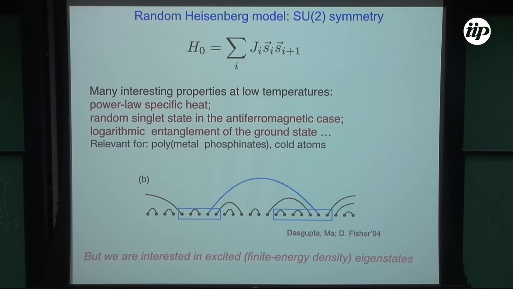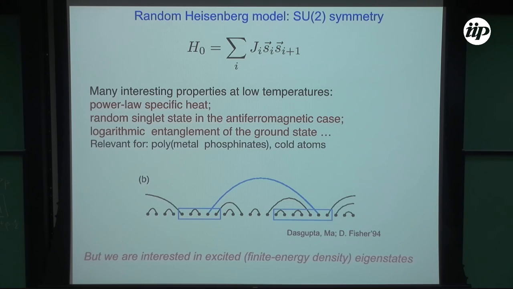Such a model was studied first long ago by Das Gupta, Ma, Fisher, and many other people. In the limit of low temperature, it exhibits many interesting properties. If you consider, for example, the antiferromagnetic spin chains at low temperatures, their ground state is what is termed the infinite randomness fixed point, or random singlet fixed point. This is a state in which spins at arbitrary and random distances are condensed, so to say, into singlet states.